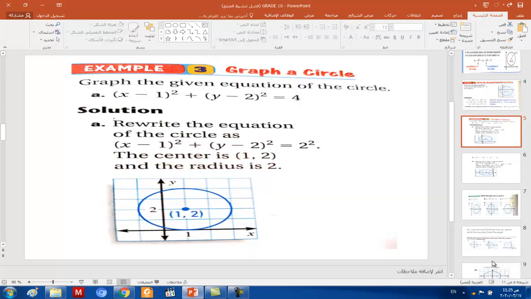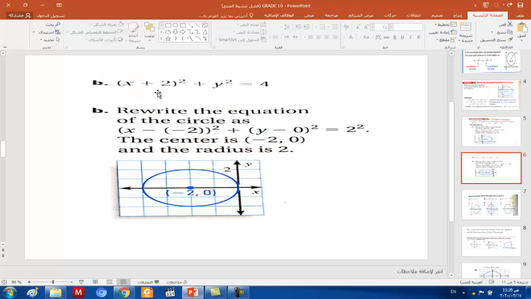So you only need to find the center from the equation. You must change the sign of the number after the x and y. So here is negative 1, so the x coordinate of the center will become 1. And y minus 2 power 2, the y coordinate of the center changes the sign, so from negative 2 becomes positive 2. So the center here will equal 1 and 2. And the radius, of course, we need the number power 2 equals 4. So 2 power 2 equals 4, so the radius becomes 2. For the next example.